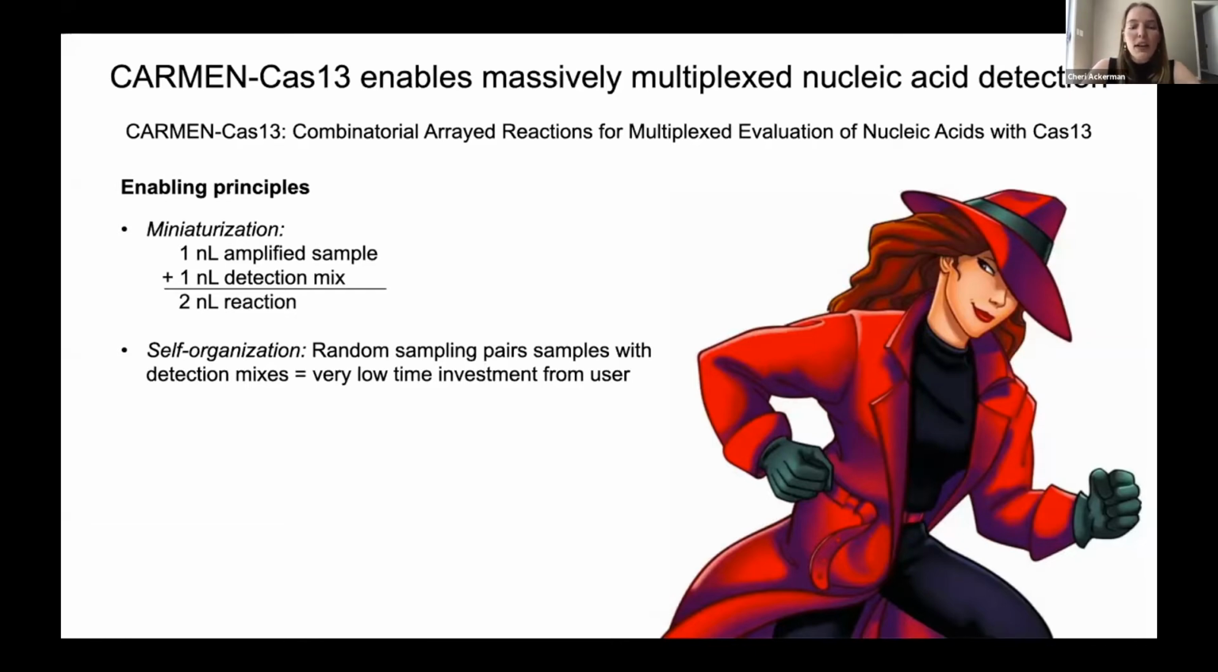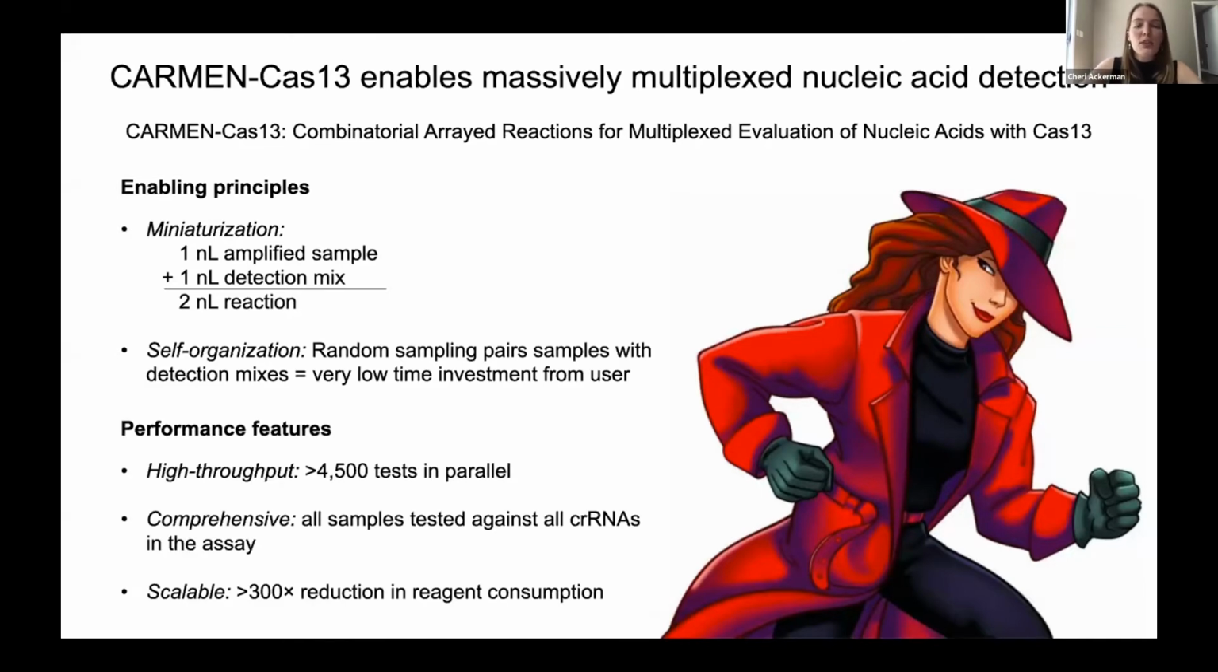And in this way, we can form thousands of reactions in parallel in just a few minutes. And so the end result is a technology that can perform 4,500 tests in parallel. It does this comprehensively, and it's cheap enough that now we can actually practically scale it to test millions of people.